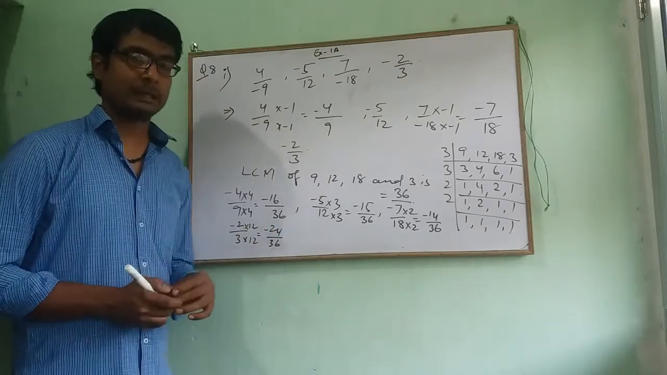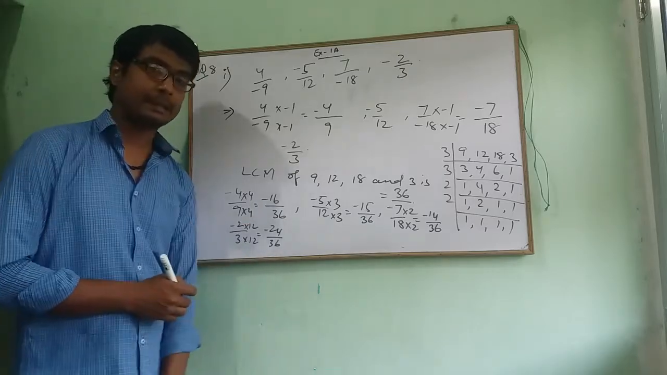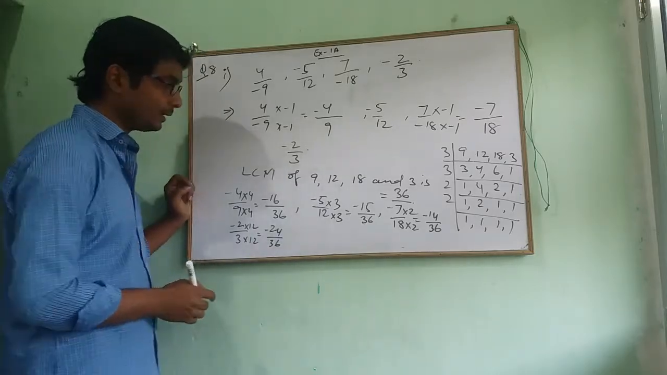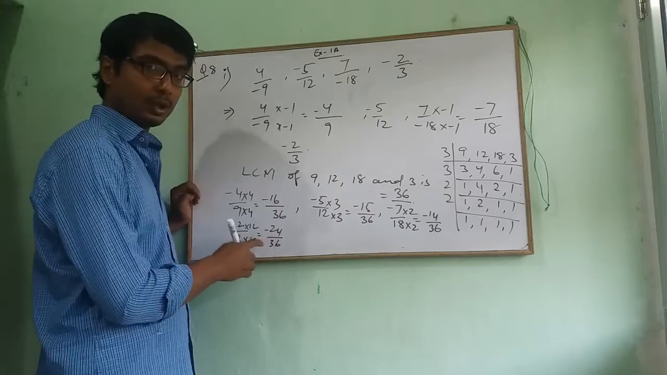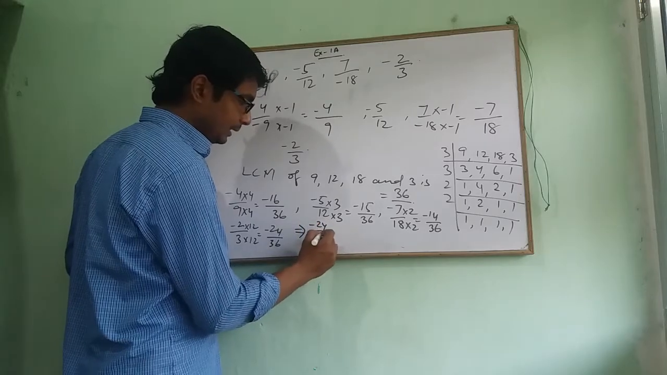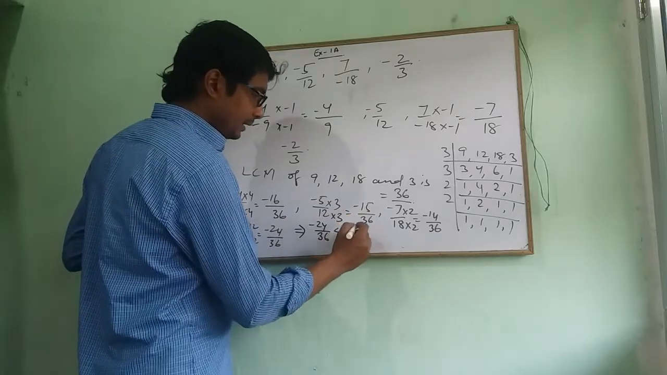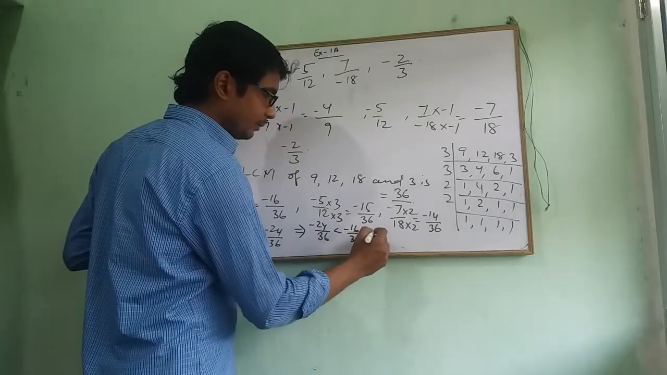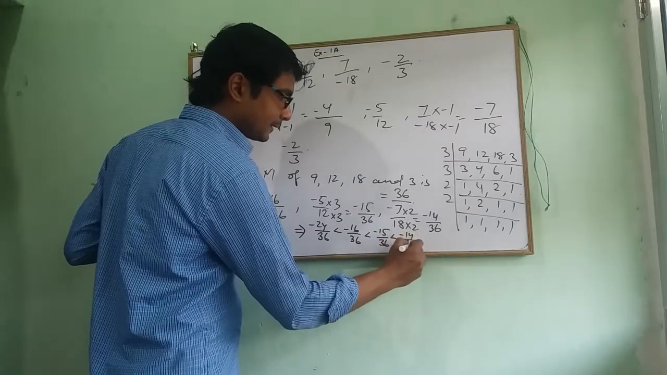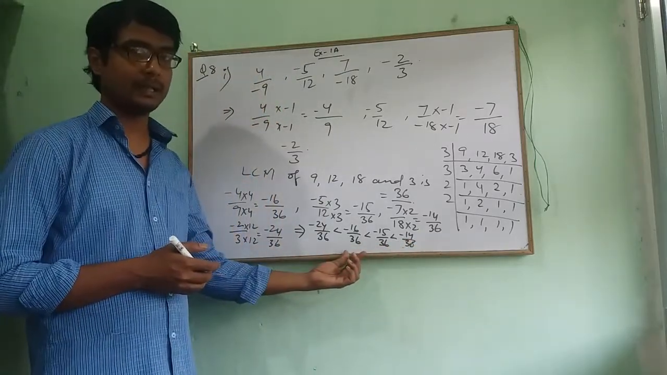Now what I will do, I will just compare the numerators of all these rational numbers. Whose numerator is greater is the greater rational number, and whose numerator is smallest is the smallest rational number. So you can see here that minus 24 is the smallest one. So I may write this way, minus 24 by 36 is the smallest one. Then minus 16 by 36, then minus 15 by 36, and the last one is minus 14 by 36. So I have arranged the following rational numbers in ascending order.